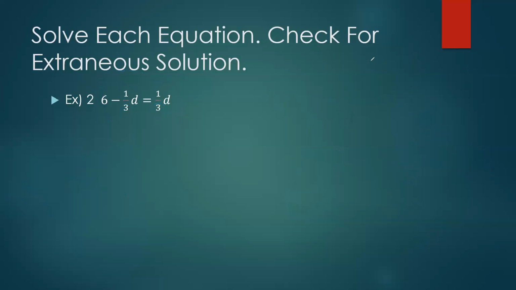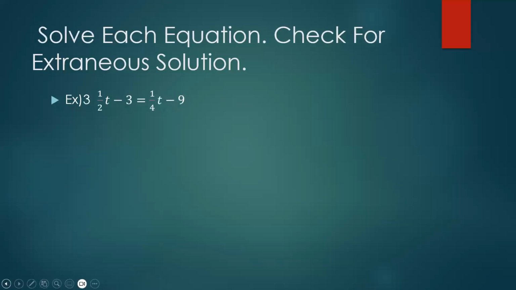Okay, let's move on. Example 3 says solve each equation, check for extraneous solution. So we have 1/2 t minus 3 equals 1/4 t minus 9. So let's first get rid of the fraction by multiplying both sides by the LCD.